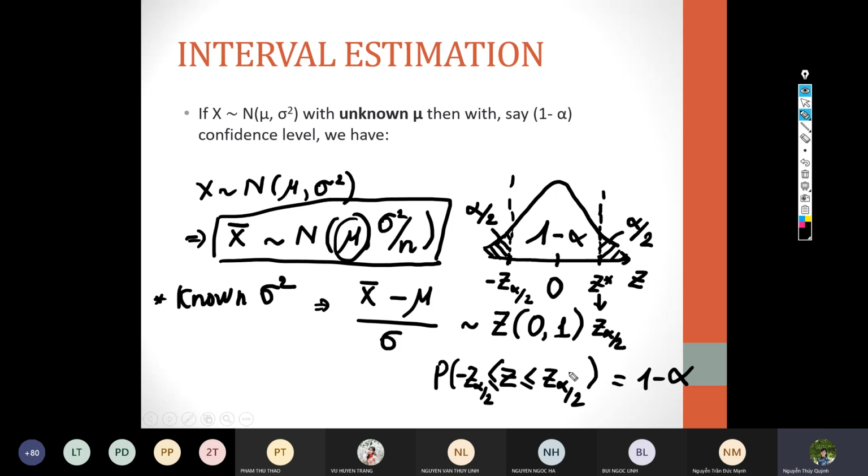Okay, so the interval from minus z alpha divided by 2 to z alpha divided by 2 is called the confidence interval of the observed value of z at alpha level of significance.